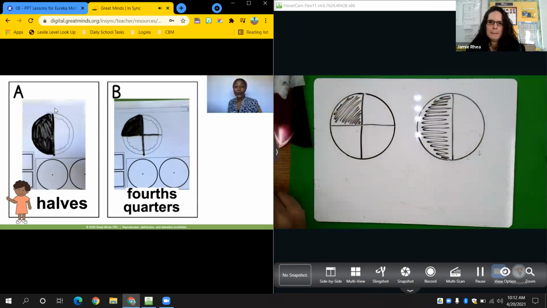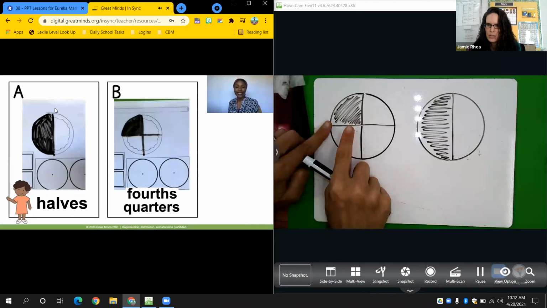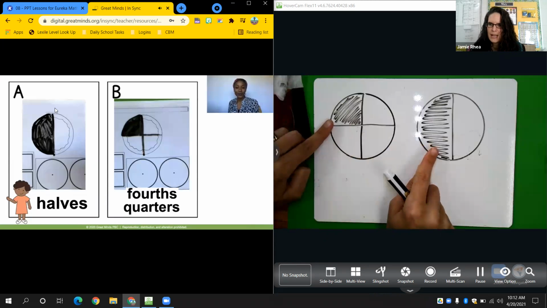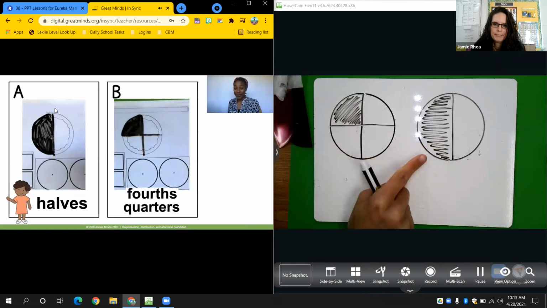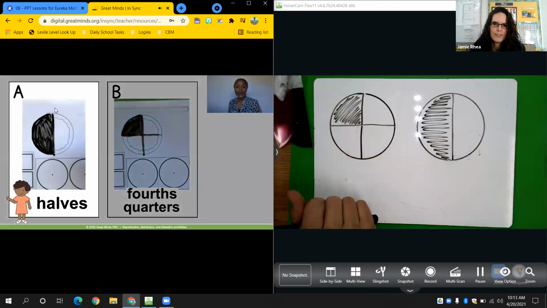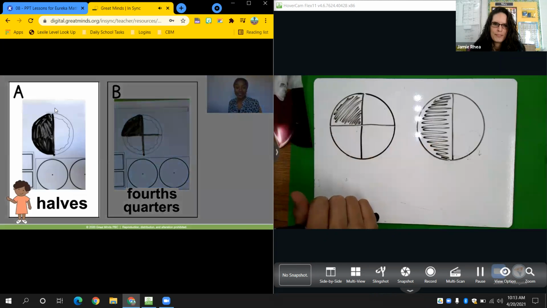Mathematician, who has the larger piece? Partner A or partner B? Point to the piece that is larger. Here's our half piece. This one's bigger. Did you point to Natalia's piece? Yes, partner A has the bigger piece.